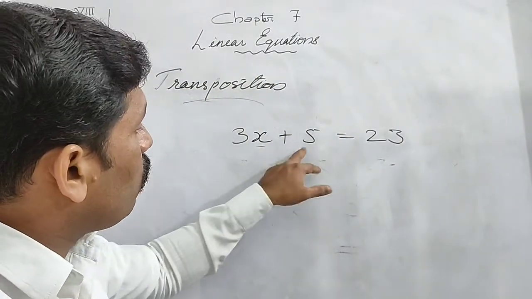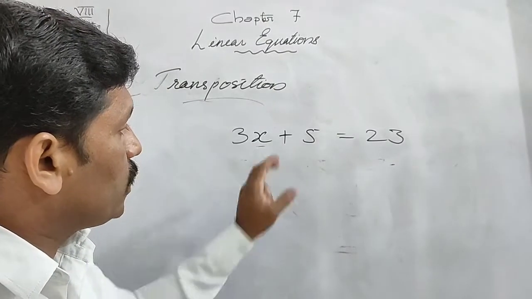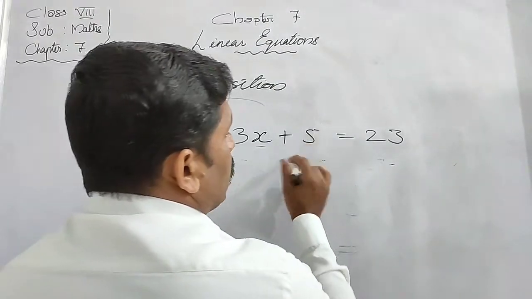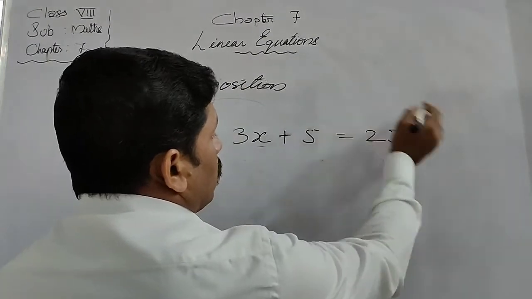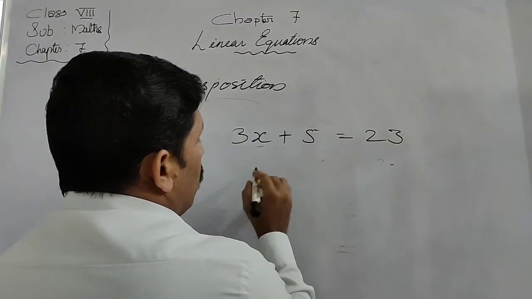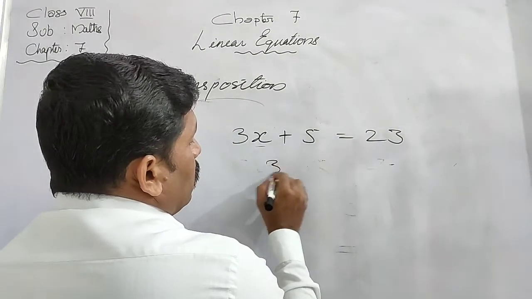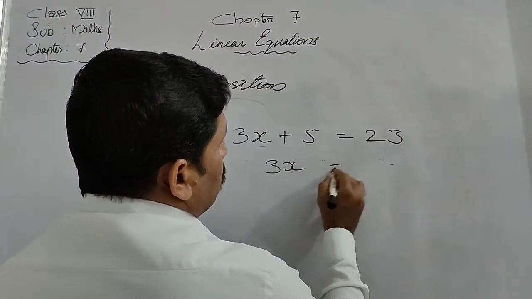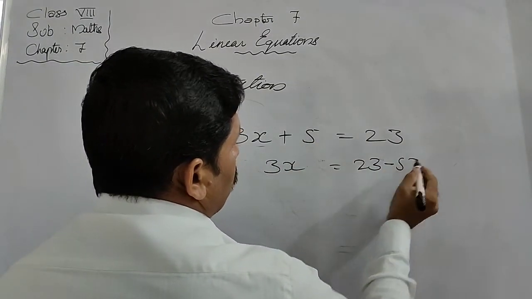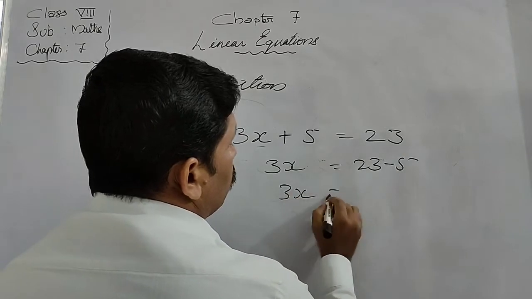Here I want to shift all these numbers from here to get the value of x. So first of all I am going to shift 5. Here 5 is shifted to another side, then that operation will become just opposite of that. This plus 5 changes to minus 5, 23 minus 5, and then 3x is equal to 18.